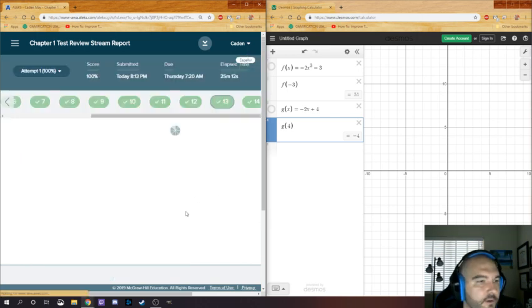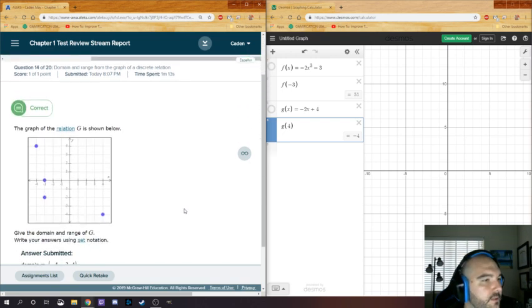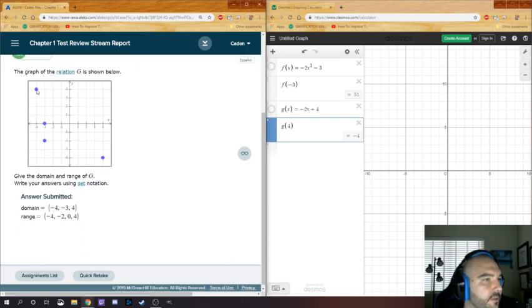Getting closer to the end. Running through here. Oh, we're over 30 minutes. Oh no. We have to find the domain and range. Domain are the x values of each coordinate, and the range are the y values. Notice negative 3 repeats, so I did not write it twice.